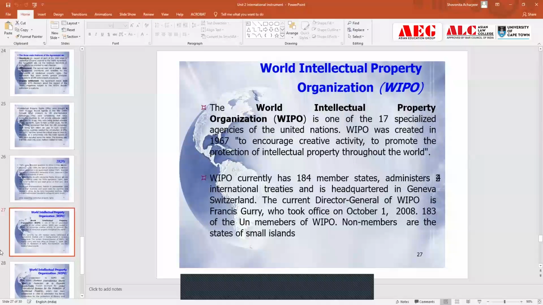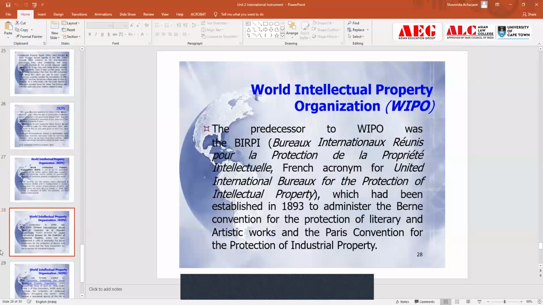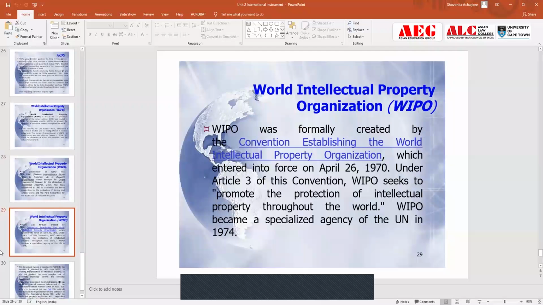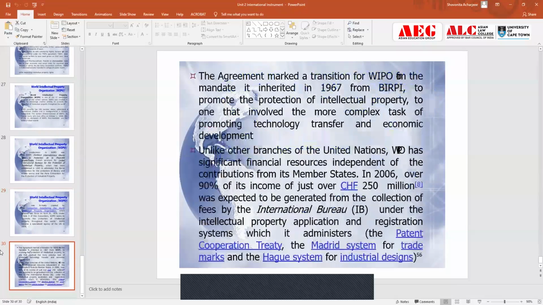The next is WIPO, the World Intellectual Property Organization, one of the 17 specialized agencies. At present, it has 184 countries, and it is the successor of BIRPI, that is the Bureaux Internationaux Réunis pour la Protection de la Propriété Intellectuelle, the French acronym for United International Bureaux for the Protection of Intellectual Property, established in 1883 for protecting literary and artistic work, and the Paris Convention for the protection of industrial property. It came into force in 1970, and it is one of the specialized agencies of the UN.